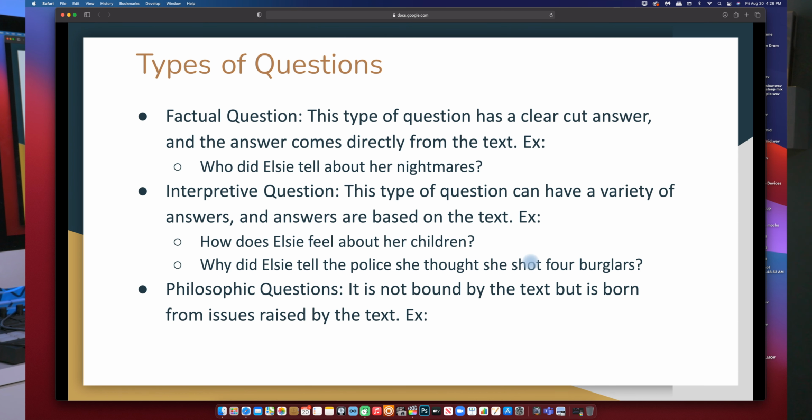Okay, next we have philosophic questions. And philosophic questions are not bound by the text, but they are born from issues raised in the text. So for example, we have this question, is every woman fit to be a mother? So the text that we just read, the short story Nightmare, it didn't directly speak about if Elsie was fit to be a mother or not.